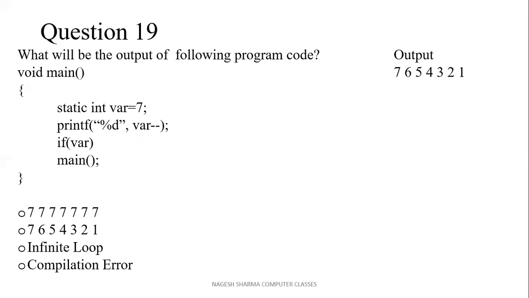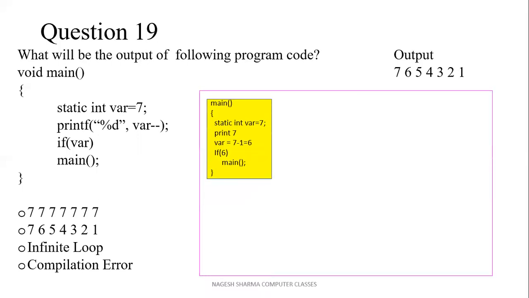Okay, so we can see the execution of this program. Initially in the first call, static variable var will take the value 7. Then it will print the value 7, and then the value of var will be decremented by 1. It will become 6, and if 6, it will again call main. In the next call for main, as the variable was static, the latest value of var was 6, so it will start with 6. It will not initialize static int var again to 7.